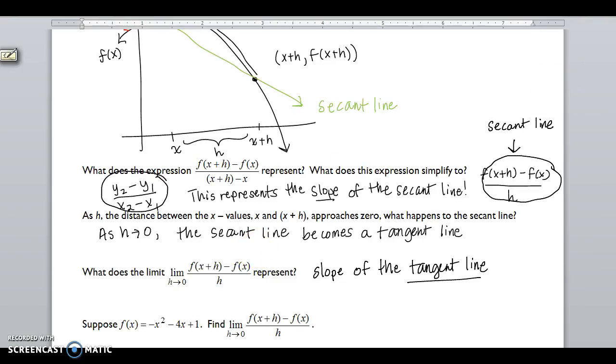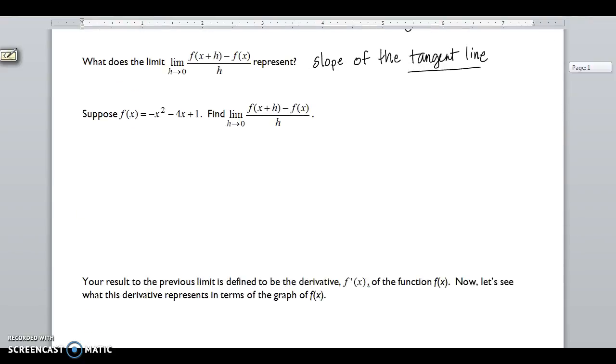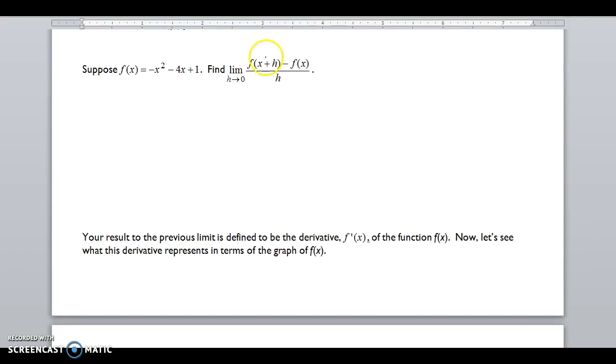So let's actually try to find the slope of a tangent line for an equation. So we're going to say that f of x equals negative x squared minus 4x plus 1, and we're going to find the limit as h approaches 0 of f of x plus h minus f of x all over h. And so in order to find this limit, start out by writing your limit. And then f of x plus h just means I'm going to plug in x plus h wherever there was an x in this original equation. So I'm going to write f of x, but instead of any of the x's, I'm just going to put parentheses. So I'm going to do that first.